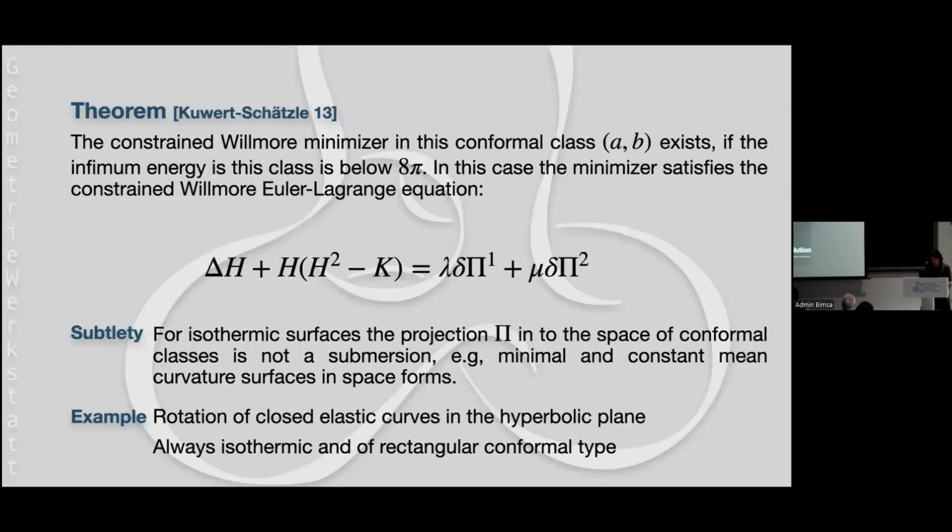But the surface will always be isothermic, so it must be CMC or minimal in a space form and of rectangular conformal type. The second vector is always in the imaginary axis. Okay, so let's do this case.